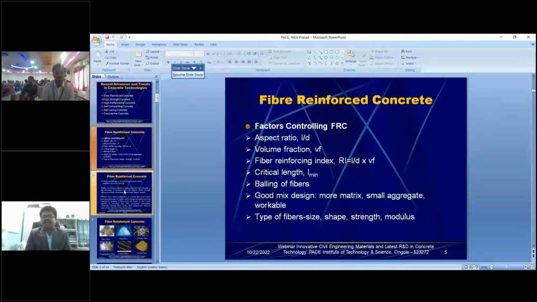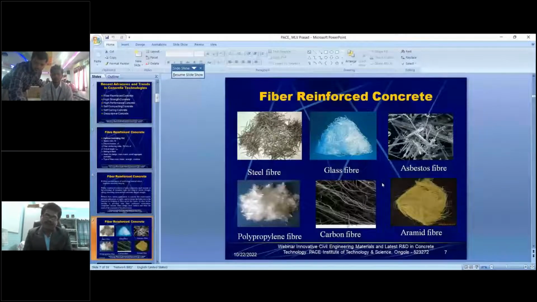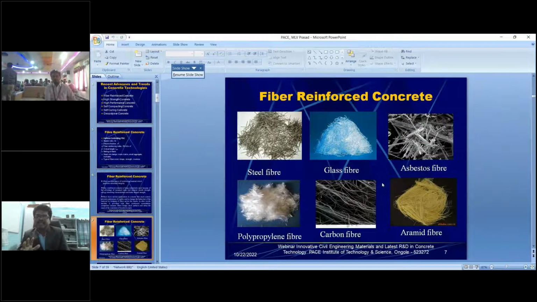If you take fiber reinforced concrete, I will tell you its advantage and where we will use it. Before that, we will see the different types of fibers we have: steel fiber, glass fiber, asbestos fiber, polypropylene fiber, carbon fiber, armored fiber. Many new things are coming. Some are useful at the micro level, some at the macro level. Wherever I want to develop the tensile strength of the concrete and increase the modulus of rupture, Young's modulus and flexural strength values, I prefer fiber reinforced concrete.